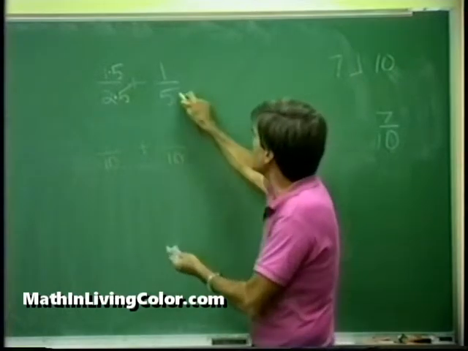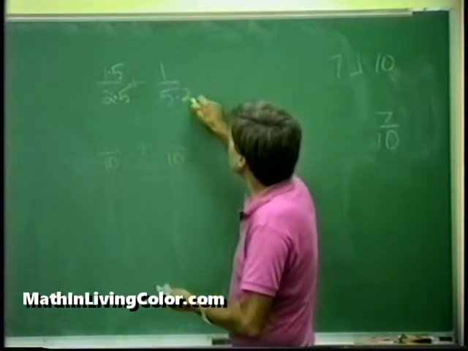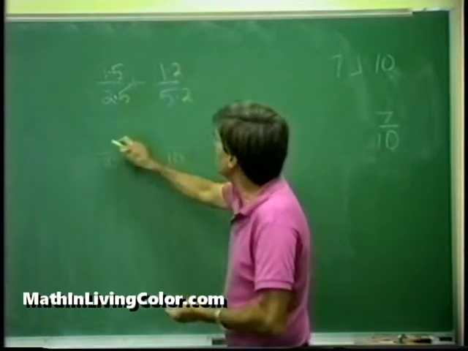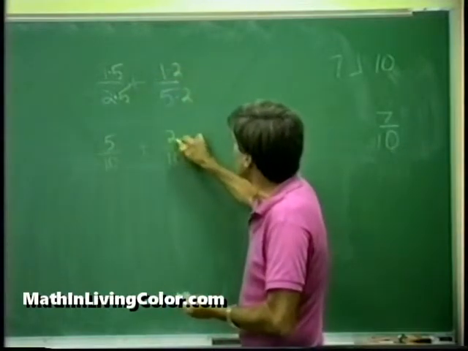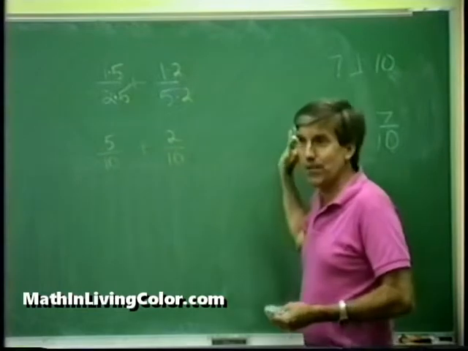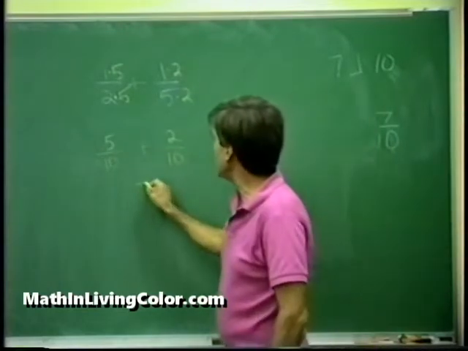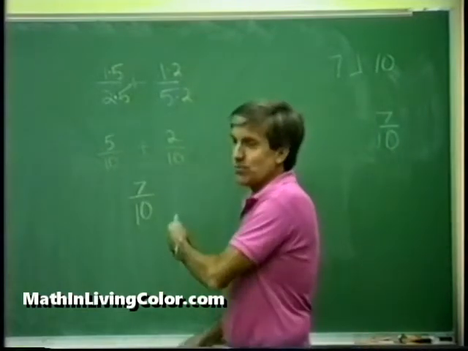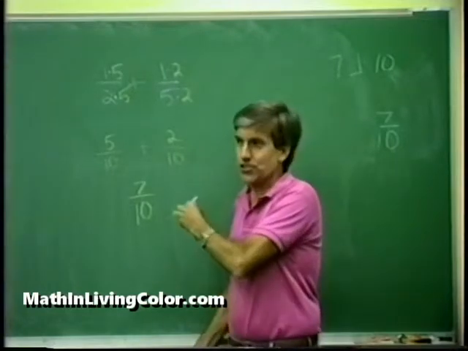So what about the second denominator? What factor is missing? 2. So that would be times 2. And that would give you what? 5/10 plus 2/10. And now you've got a common denominator. Just add them together. What would you have? 7/10.